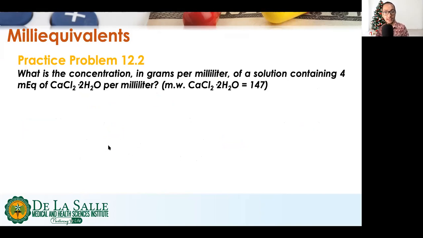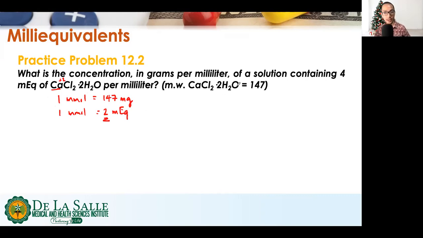What is the concentration in grams per milliliter of a solution containing 4 MEQ of calcium chloride dihydrate? Okay, so the molecular weight is 147. So meaning to say 1 millimole of your calcium chloride has a weight of 147 milligrams. Now, 1 millimole of calcium chloride has 2 milli equivalents. Okay? So bakit natin nasabi na 2? It's because the valence of calcium ion is 2. Okay? Yeah, so it's positive 2.